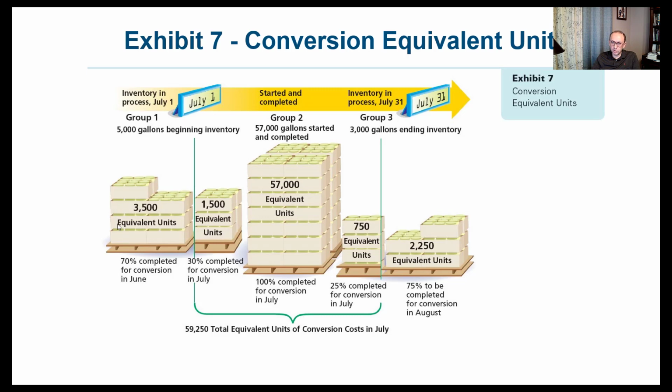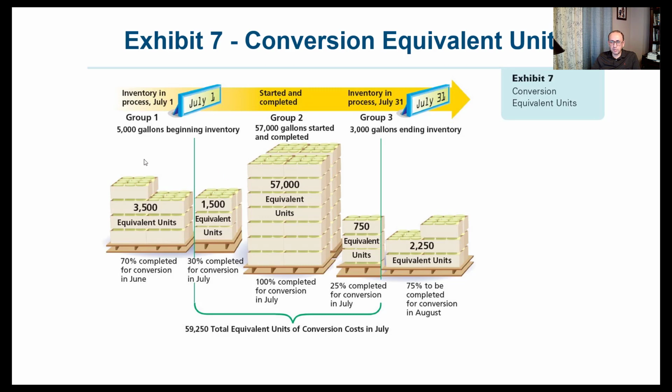The 3,500 were in June. 70% completed and 30% were completed in July. So 70% completed in June, 30% completed in July. And then we have 57,000 units. These were 100% completed for conversion in July. And then we had, remember, the 3,000 gallons. We only completed 25%, but 75% will be completed in August. So for the month of July, we're going to have this part only, the 1,500, the 57,000, and the 750. The total of these three numbers is the 59,250.